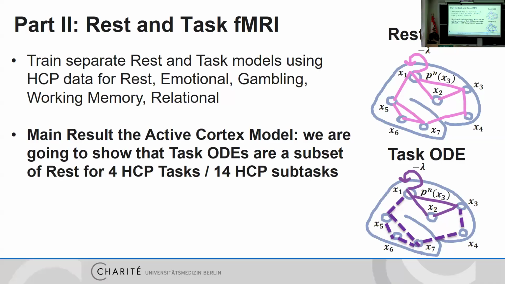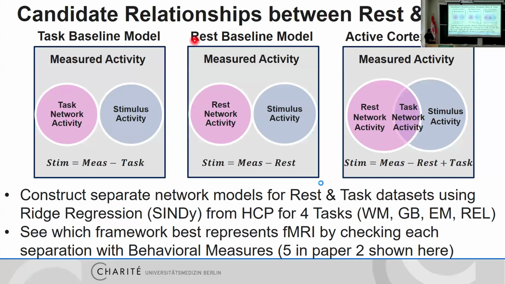This is how we generated these ODE models for rest and task epochs. They're completely trained on the data that you give them, so you get different ODEs for what data you put in. So we trained 5 different ODEs: rest, emotional, gambling, working memory, relational, from HCP data. And the result that I'm going to show here is that these task ODEs are really just subsets of these rest ODEs. And so I want you to consider, going forward, 3 separation frameworks.